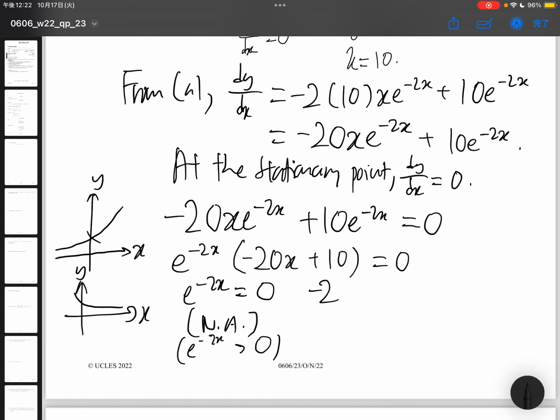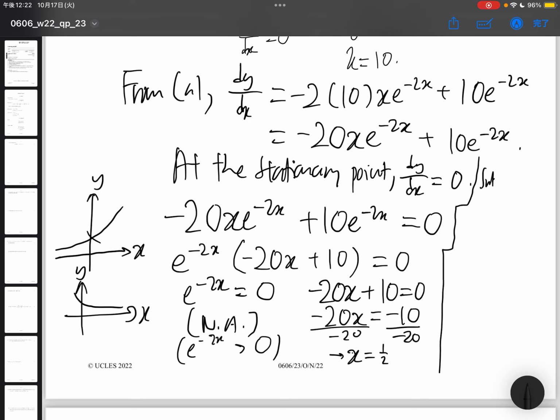And that leaves me with negative 20x plus 10, which is equal to 0. So I can find negative 20x equals negative 10, divide both sides by negative 20. So I'll be left with x equal to half. And this is my x coordinate of the stationary point.